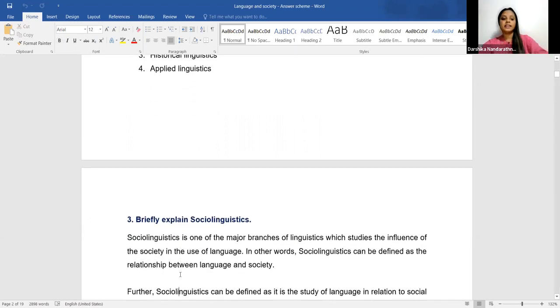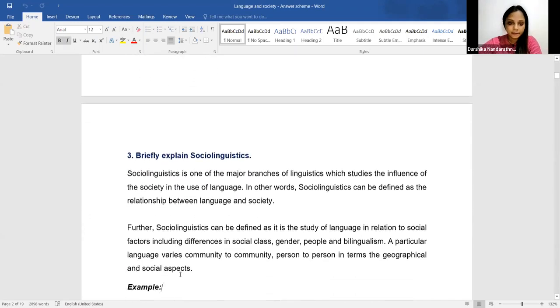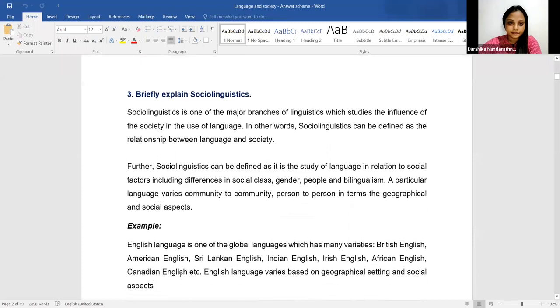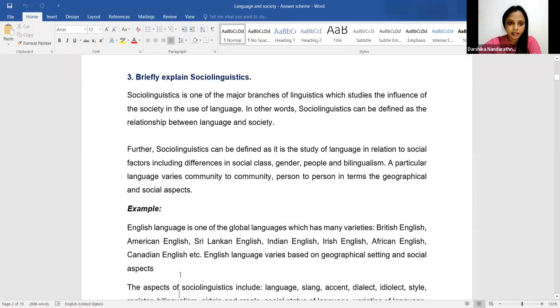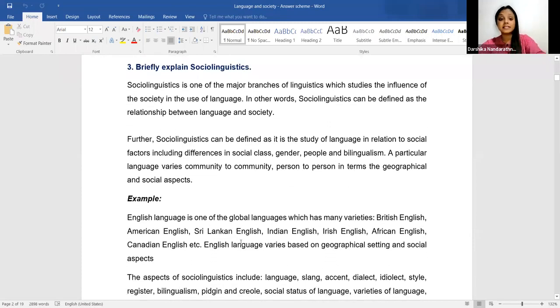Okay. Then for this question, I think you will be awarded 7 marks. So in this case, you need to explain this term sociolinguistics a little bit comprehensively, because you can score 7 marks for this question.